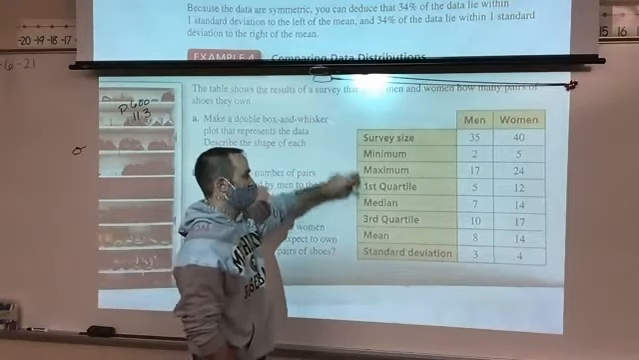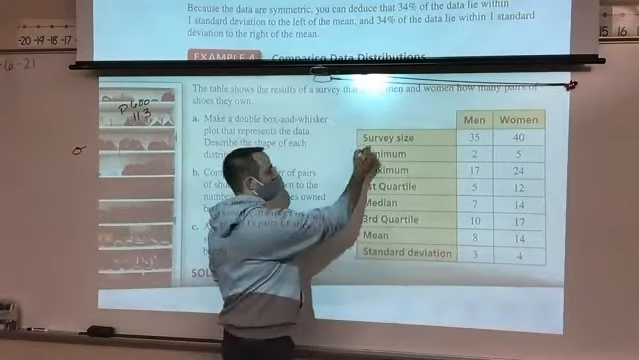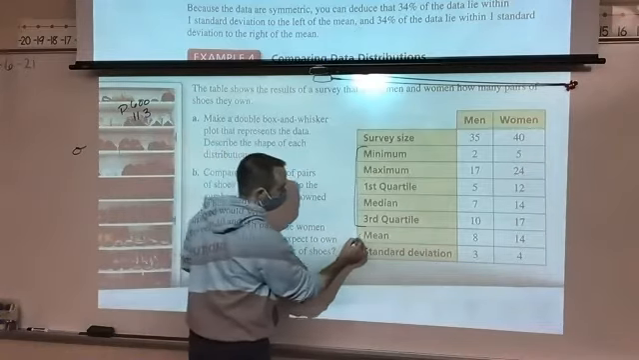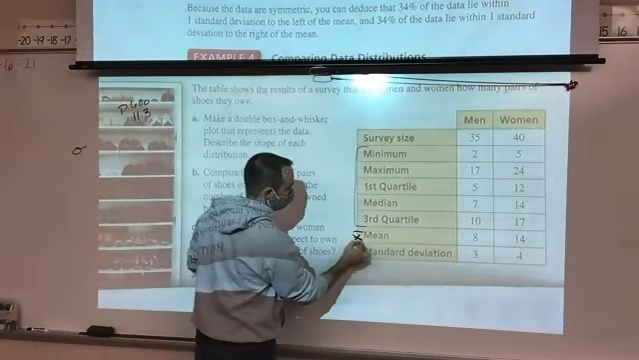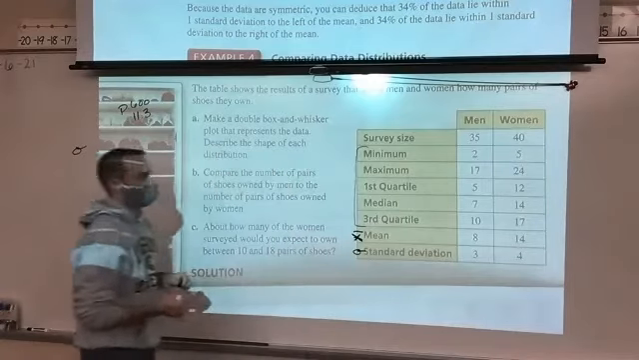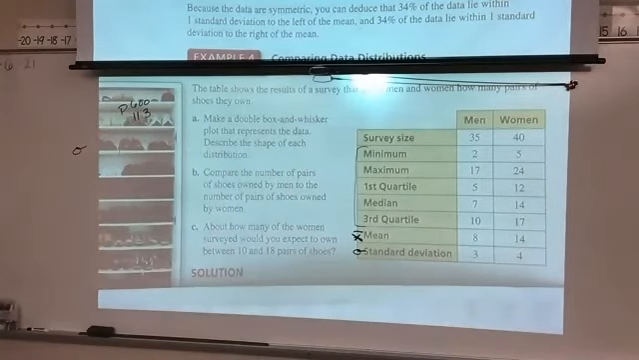Q1, median, Q3. So here's your 5-number summary. You got your 5-number summary there. You got your mean, which is the average. And then you got your standard deviation. 24 pairs of shoes, that's a lot of shoes. That's a lot of shoes.